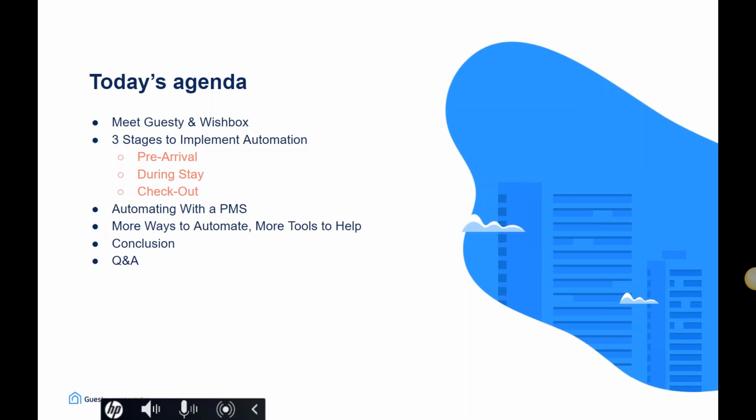Today we're going to be discussing how to increase bookings and revenue by utilizing automation tools that can help take work off of your plate and run a more efficient and scalable business, all while offering a 5-star guest experience. So we'll start with a general overview of Guesty and Wishbox and our service offerings. We'll move into 3 different stages to implement automation: pre-arrival, during the stay, and checkout. And then we'll continue with how to use your PMS to automate in more than just communication, and then we will wrap up and take all of your questions.